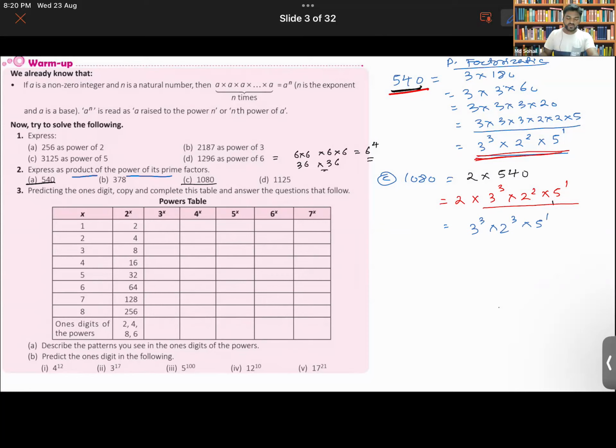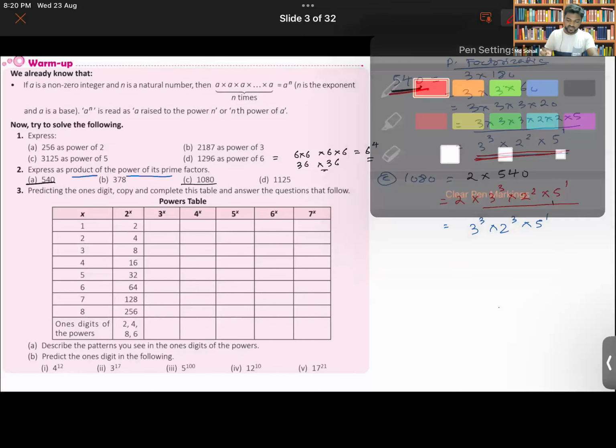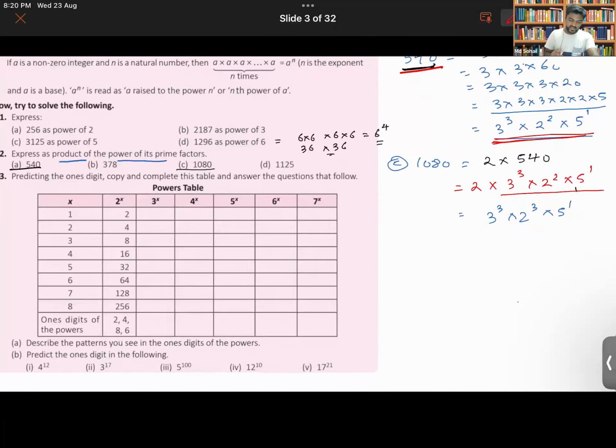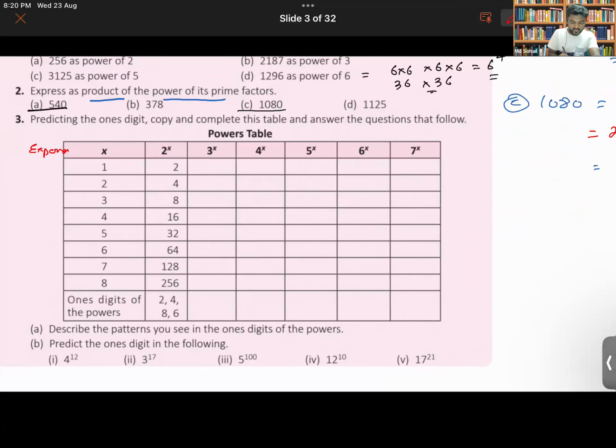Okay, shall we move ahead then, or would you like to solve some more questions? Remember the concept. Okay, now question number 3. In this, you have got an interesting power table. For the numbers 2, 3, 4, 5, 6, and 7, a table is being provided here. And x here is basically the exponent, and the bases are given as 2, 3, 4, 5, 6, 7.